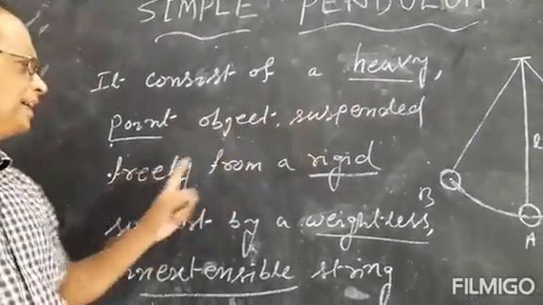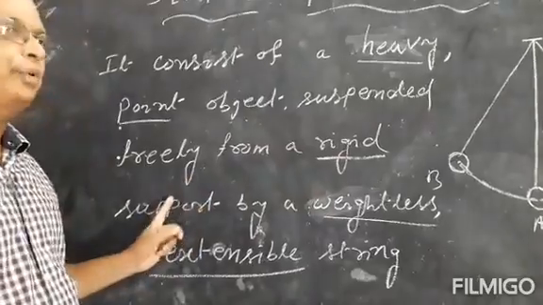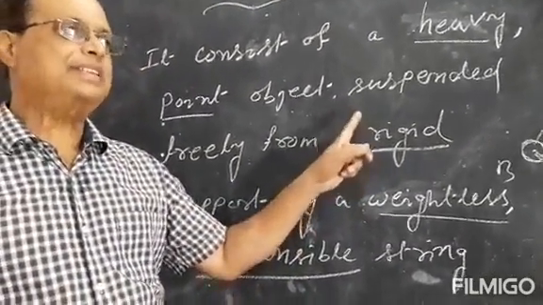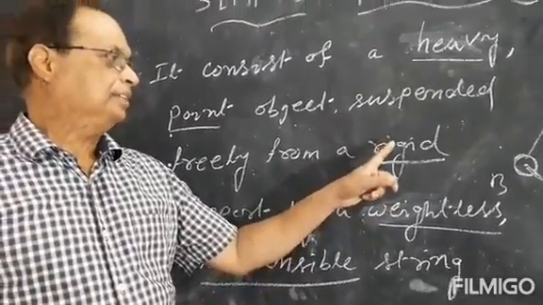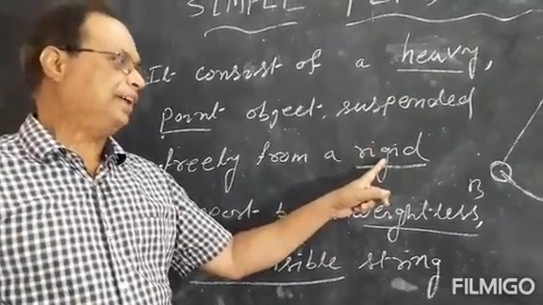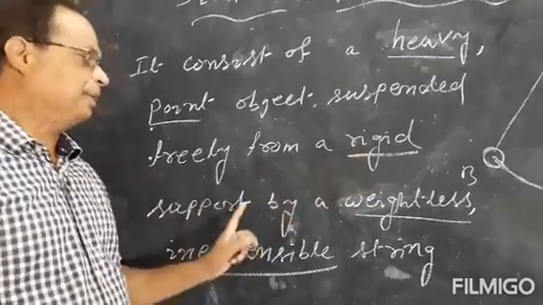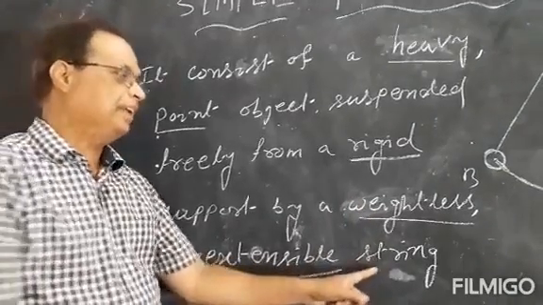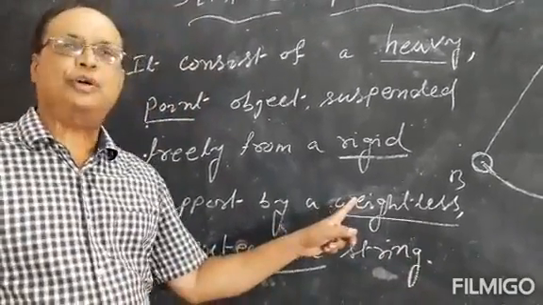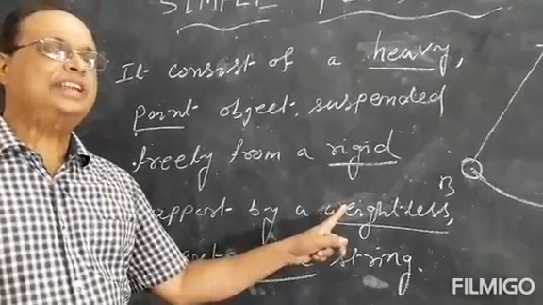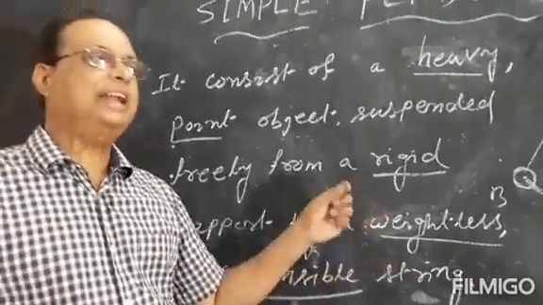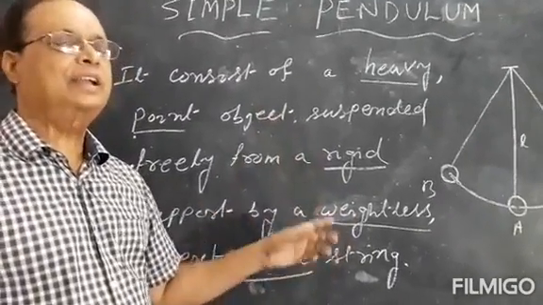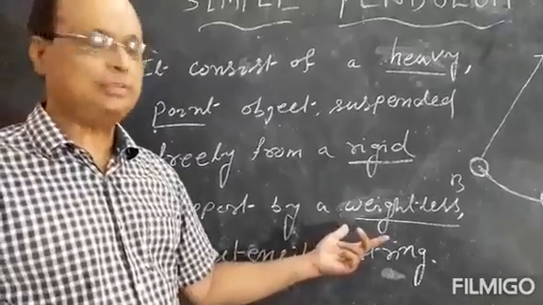Again, suspended freely from a rigid support. Now nothing is 100% rigid. We will not get a 100% rigid object. So this is difficult to attain, a 100% rigid support, by a weightless inextensible string. Now how will the weight of a string be zero? How will you take a string with zero weight? Even an electron, proton, atom has weight. We would have to take a string which has no weight. So that is not possible, isn't it?